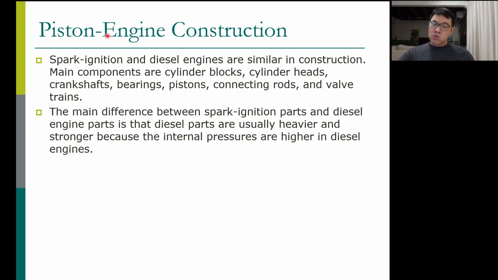There are two types of piston engines. The first one is the SI engine, spark ignition engine. The second one is the diesel engine, or CI engine, compression ignition engine. Both of them are similar in construction. They have the same components. The main components for both of them are cylinder block, cylinder head, crankshaft, bearings, pistons, connecting rods, and valve trains.